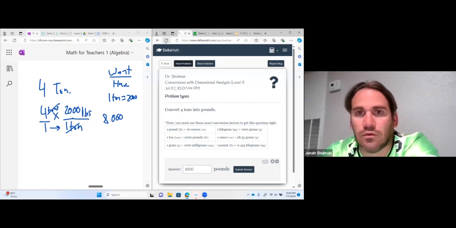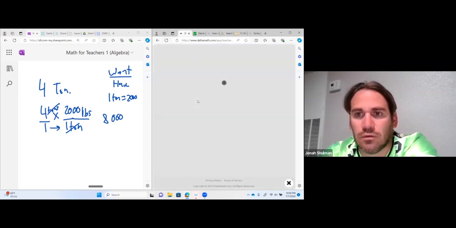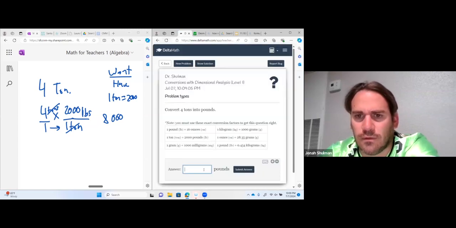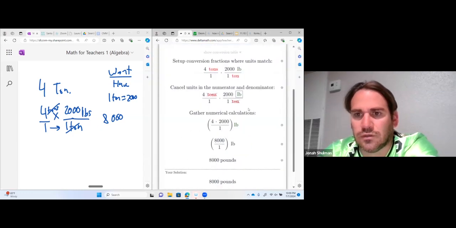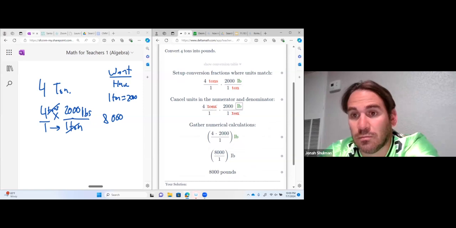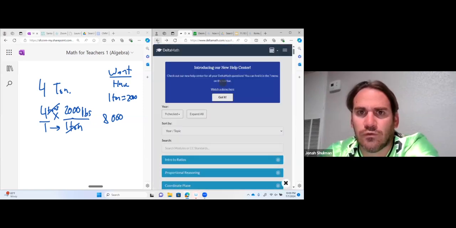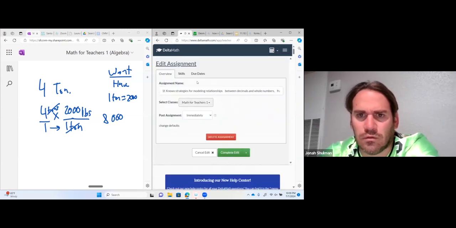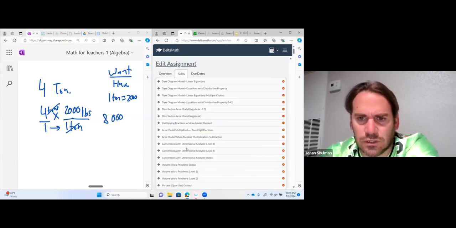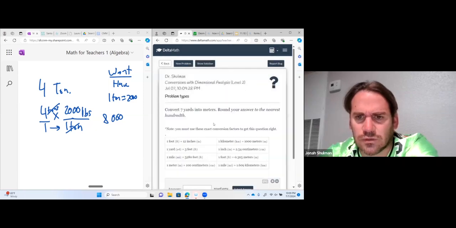All right, well, I got to reload the page because it did not want to give us the answer. Here's our 8,000 pounds. Let's make sure that's correct. It is, and they did the same thing. What do they want? Pounds, tons on the bottom, those cancel. Beautiful. So we just did conversions, and let's do another convert. We'll do like 2 more conversions.